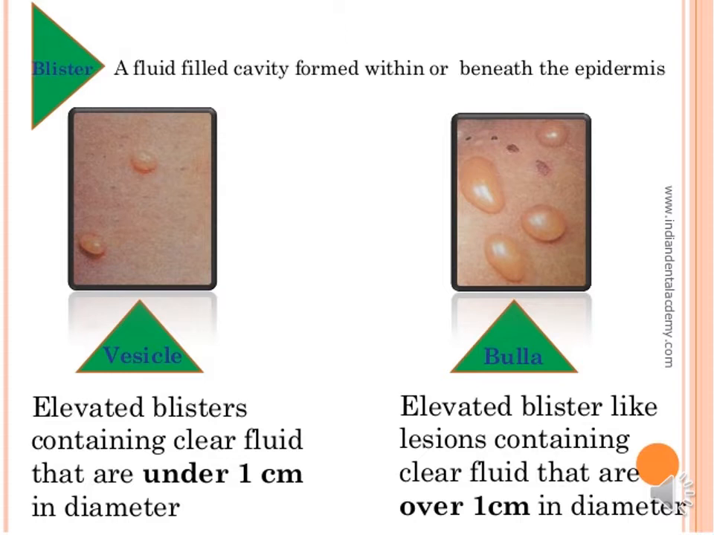عندنا vesicle وعندنا bullae. Vesicle is an elevated blister containing clear fluid that is under 1 centimeter in diameter. إذا كانت blister more than 1 centimeter diameter راح نسميها bullae. Bullae are elevated blister-like lesions containing clear fluid that are over 1 centimeter in diameter. إذا الفيزيكلز هي بليستر ولكن diameter أقل من 1 سنتيمتر. البولاي هو بليستر ولكن diameter أكثر من 1 سنتيمتر.